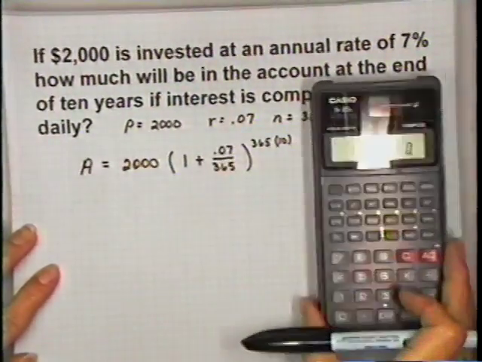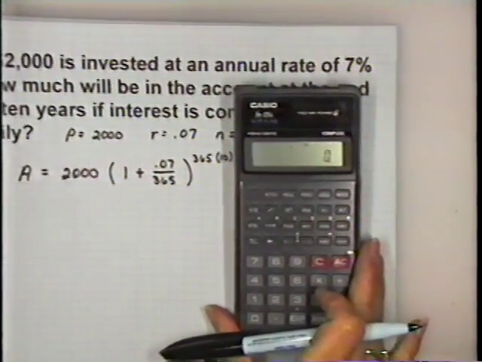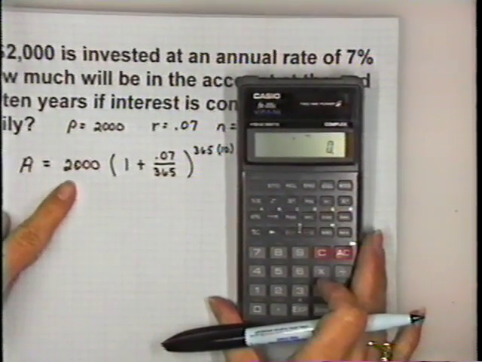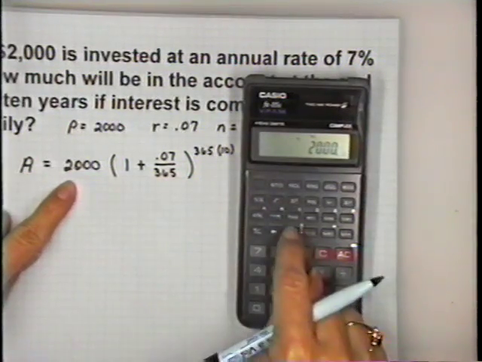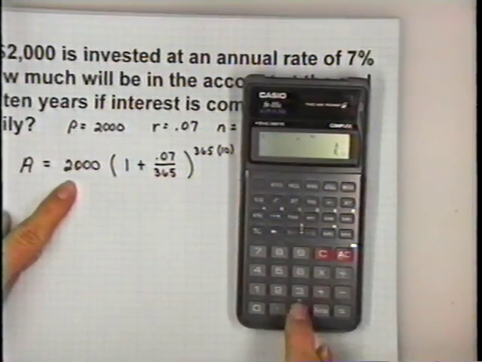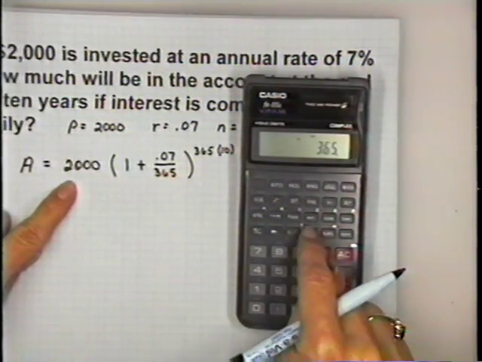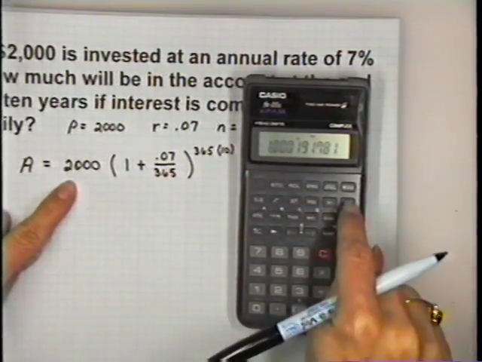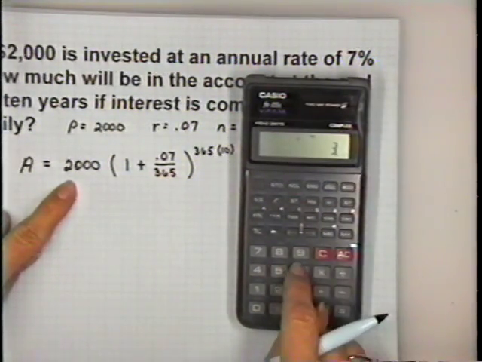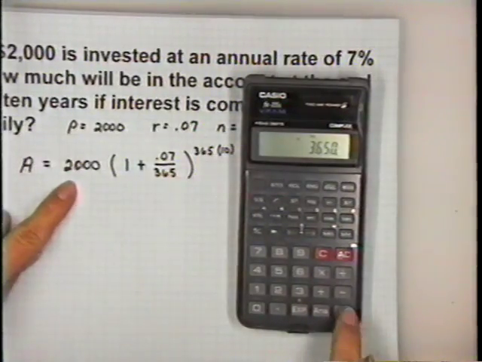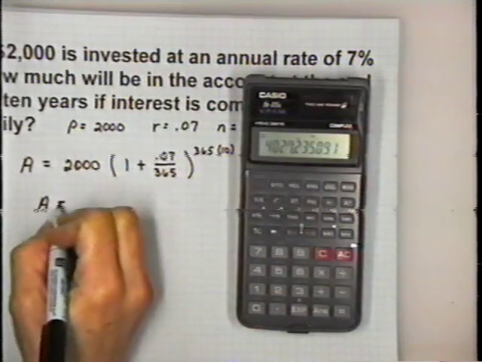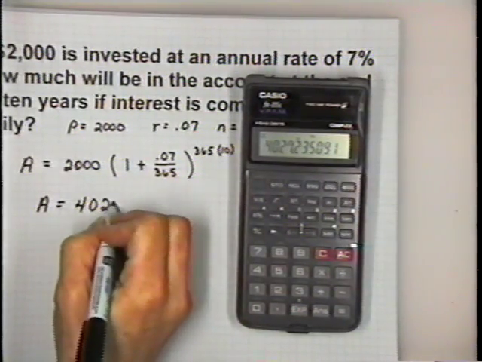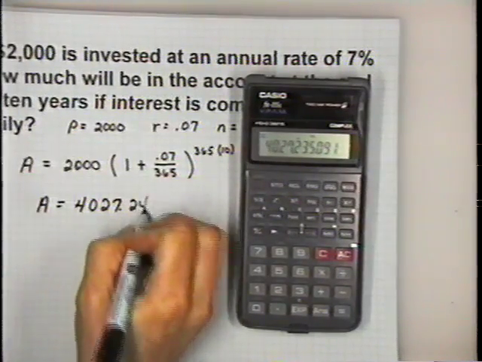Let me slide this over. Hopefully that's not too much glare for you. I'm going to go ahead and put in my 2,000 times. I'm going to use my parenthesis, 1 plus 0.07 divided by 365, close my parenthesis, exponent 3650. I'm going to go ahead and multiply by 10. Now hit equal to complete that calculation. Now my calculator reading is giving me $4,027.24.